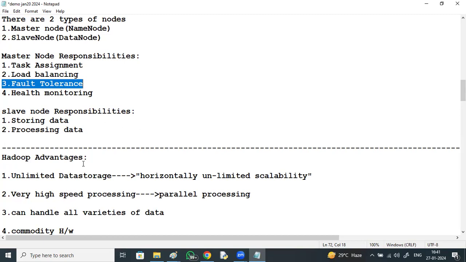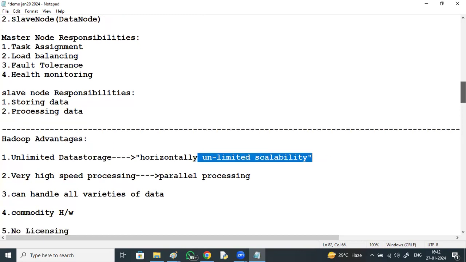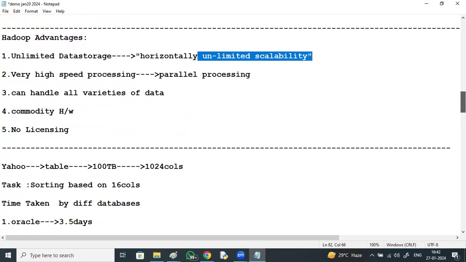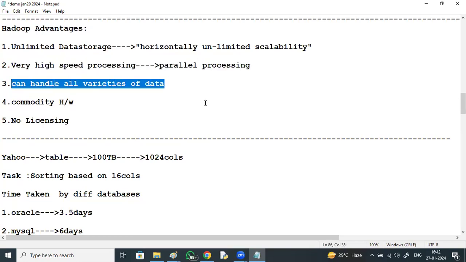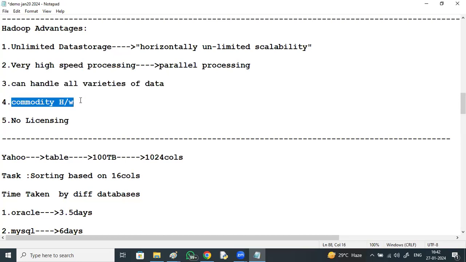Hadoop advantages: unlimited data storage because of horizontal unlimited scalability, meaning an unlimited number of slaves can be added. Very high speed processing because of parallel processing. It can handle all varieties of data, structured, unstructured, and semi-structured. It runs on commodity hardware, so you don't need highly configured machines, and no licensing is required.